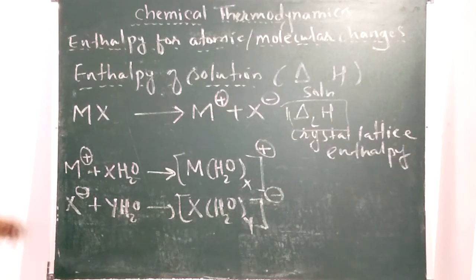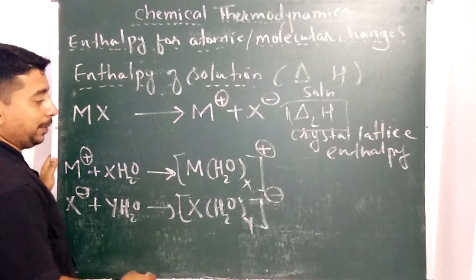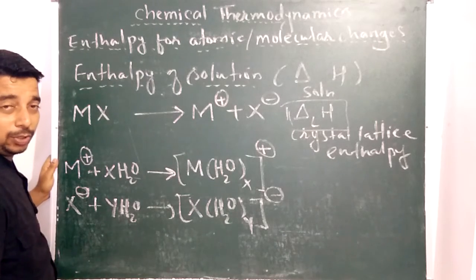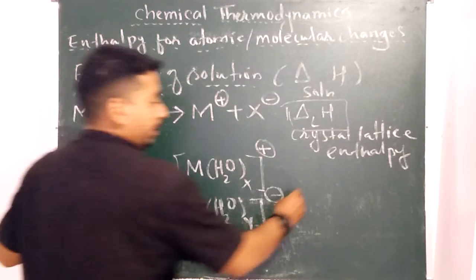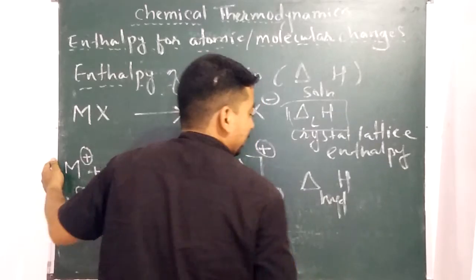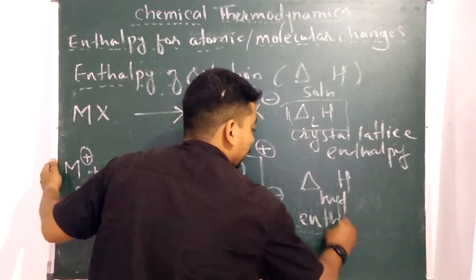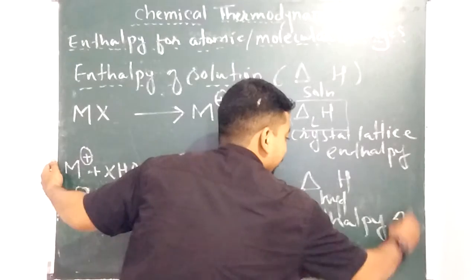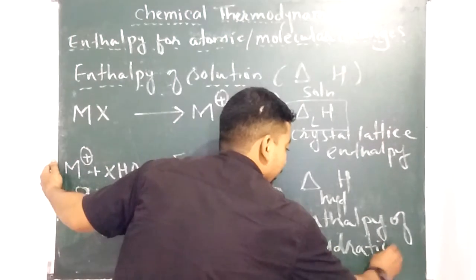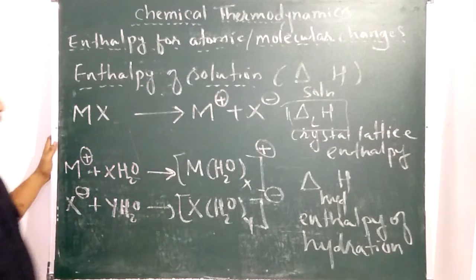Now the enthalpy change involved in this case is called the enthalpy of hydration, and it is given by delta H HYD, enthalpy of hydration.